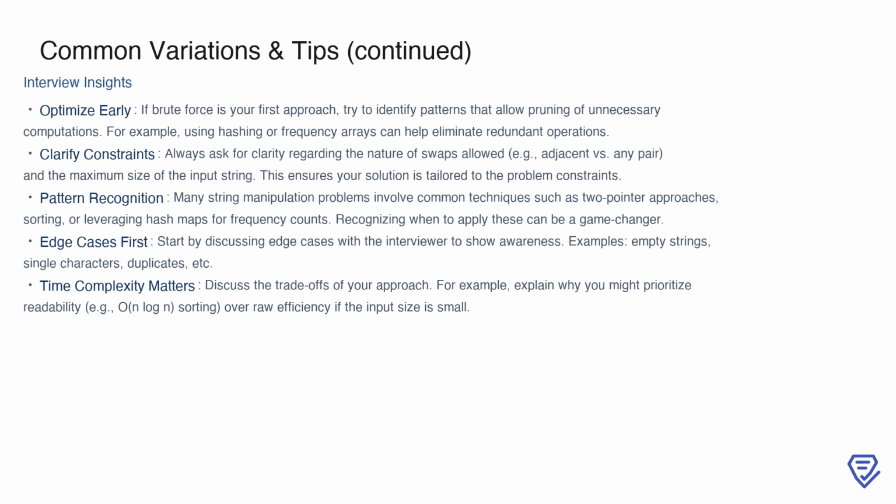Recognizing common patterns in string manipulation problems can also give you an edge. Techniques like two-pointer methods, sorting, or leveraging frequency counts often apply across multiple problems. Demonstrating awareness of edge cases such as empty strings, single characters, or strings with duplicates not only shows thoroughness but also helps build a robust solution. Lastly, always discuss time complexity trade-offs. For example, if you choose a more readable approach like O(n log n) sorting over a highly optimized solution, explain why it makes sense given the problem's constraints.